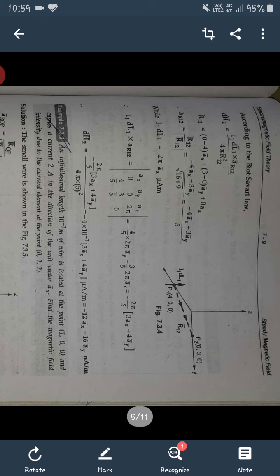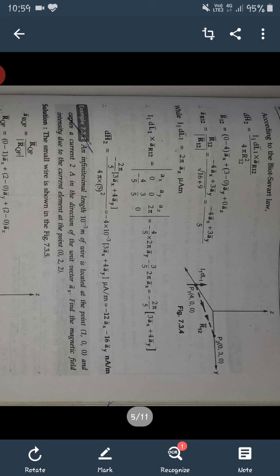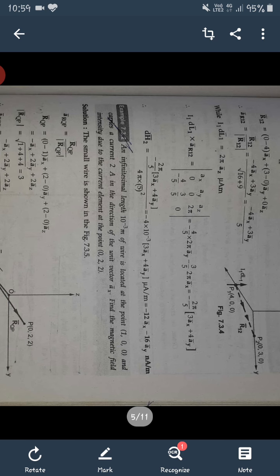Therefore we will find the determinant of this, and we get minus 2 pi by 5 into (3ax plus 4ay). Therefore the dH2 vector will be, we get, minus 12ax minus 16ay nanoampere per meter.